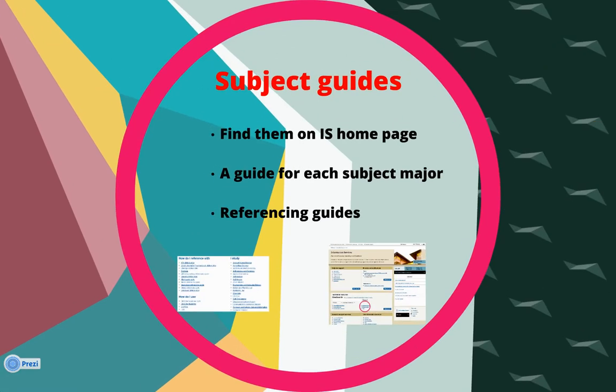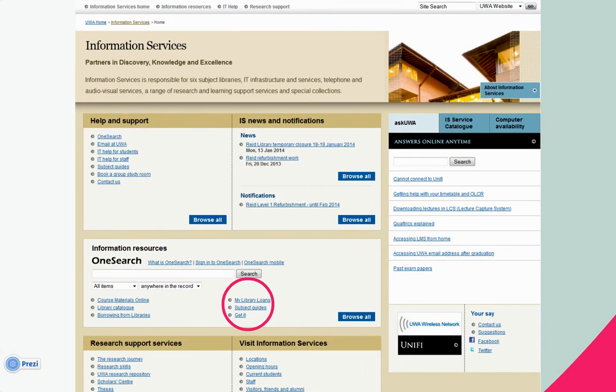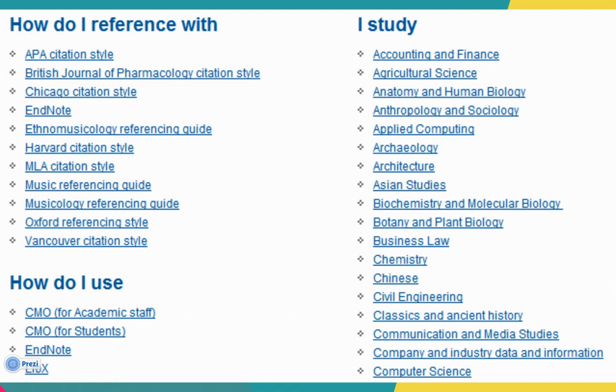We've created a series of subject guides to help you get the best information for your assignments and to explain referencing. You can access the guides from the Information Services homepage. You can see just a few of our guides here. Our referencing guides show you how to reference your work correctly with lots of examples to assist you. Check with your lecturer as to which referencing style you should be using.